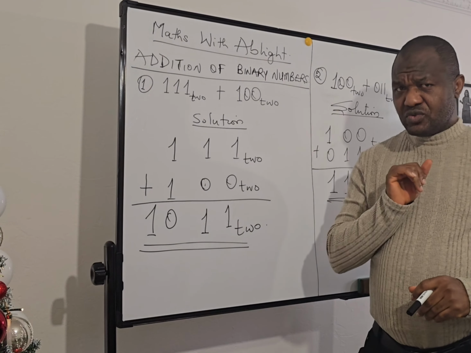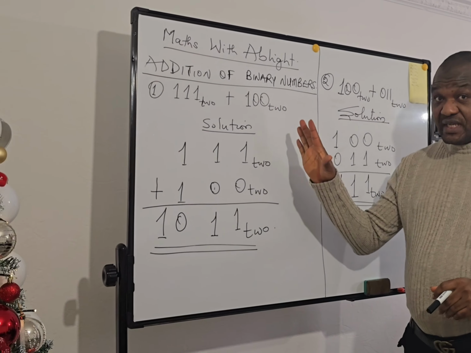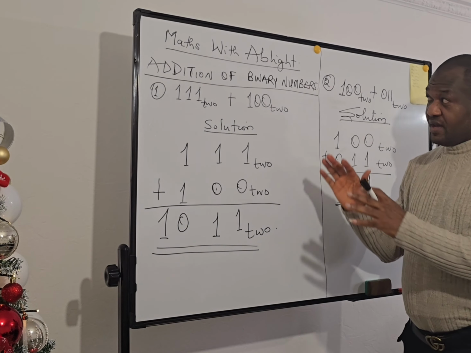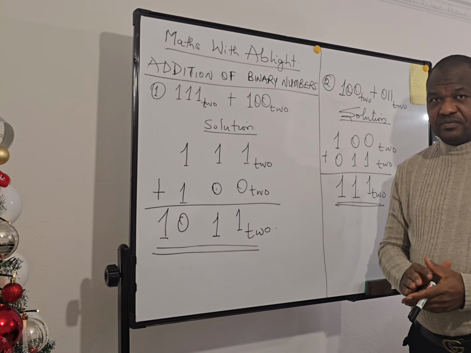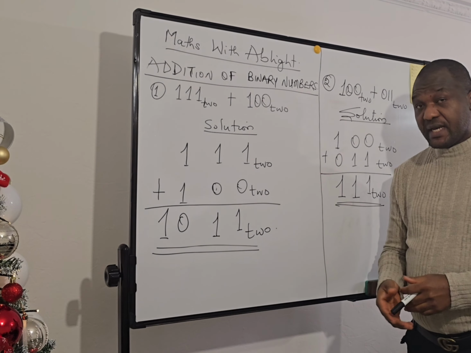This one is straightforward. I'll give these two as the example for addition of binary numbers. I'm going to pick 2 or 3 examples in subtraction of binary numbers, after which I'll give like an assignment or a classwork.